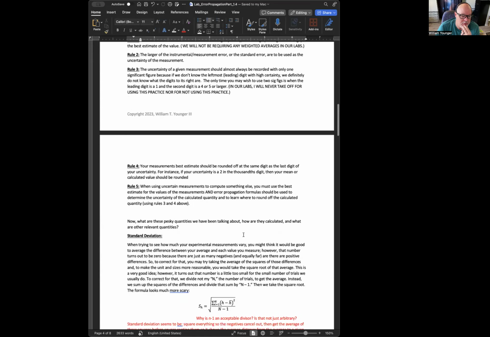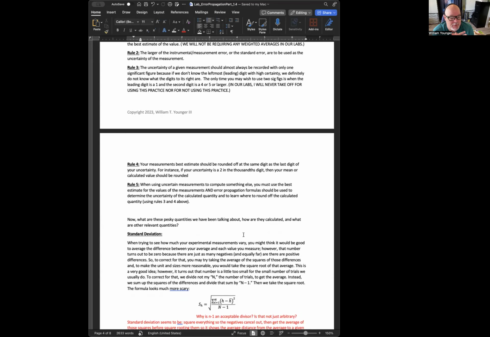Rule 4: your measurement's best estimate should be rounded off at the same digit as the last digit of your uncertainty. For instance, if your uncertainty is 2 in the thousandth digit, meaning the third decimal place, then your mean calculated value should be rounded to the third decimal place. Where did that go? Oh, the whole sentence disappeared. Oh well, must have erased it before I saved it. I'll fix that, but it should be rounded to the thousandths too, is what I'm supposed to say here.